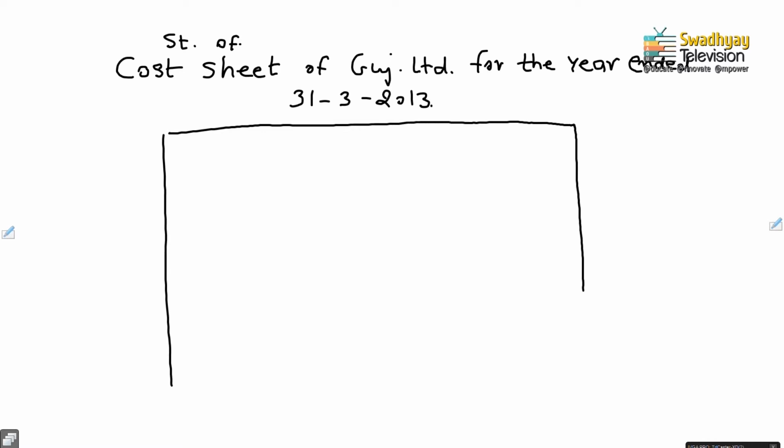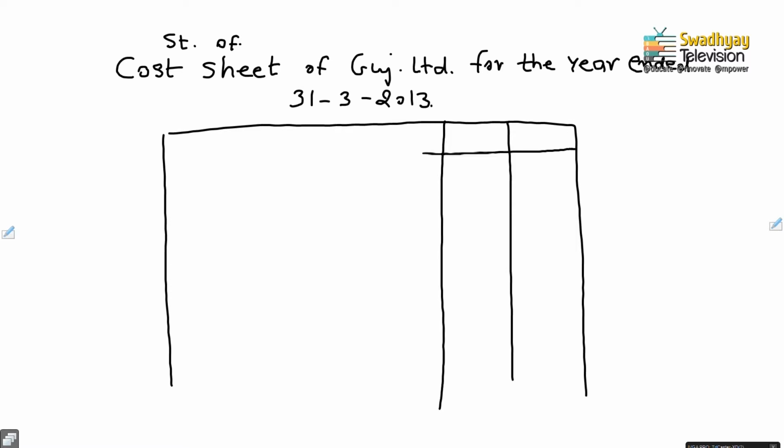It's a statement of cost sheet of Gujarat Limited for the year ended 31st March 2013. The cost sheet format that we already discussed in the last lecture, if you remember. Still, you can keep this format with you at the time of solving the problems.